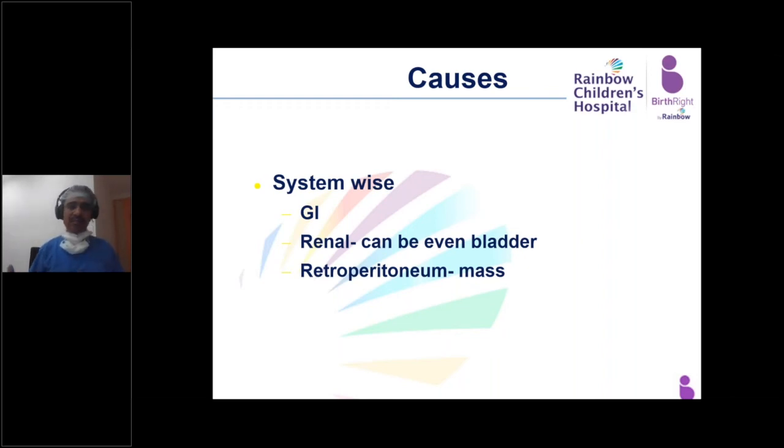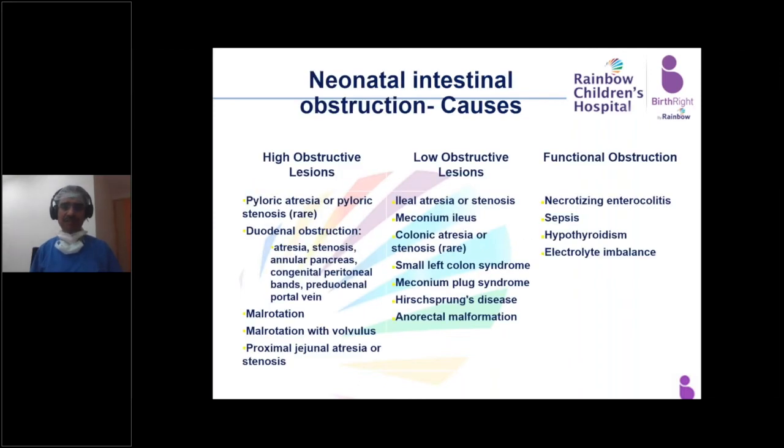Then there are retroperitoneal masses, which can lead to abdominal distension in the neonate. But again, our neonatology colleagues, with the antenatal scans and the postnatal ultrasound, should almost always be able to pick up whether a renal or retroperitoneal cause of a mass abdomen is there or not. So in the end, the only thing left is the GI system, for which we as surgeons are called to look at the cause and how to approach this situation.